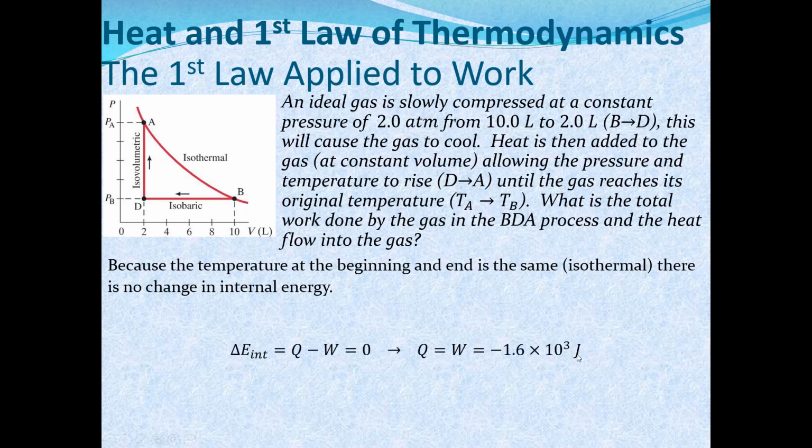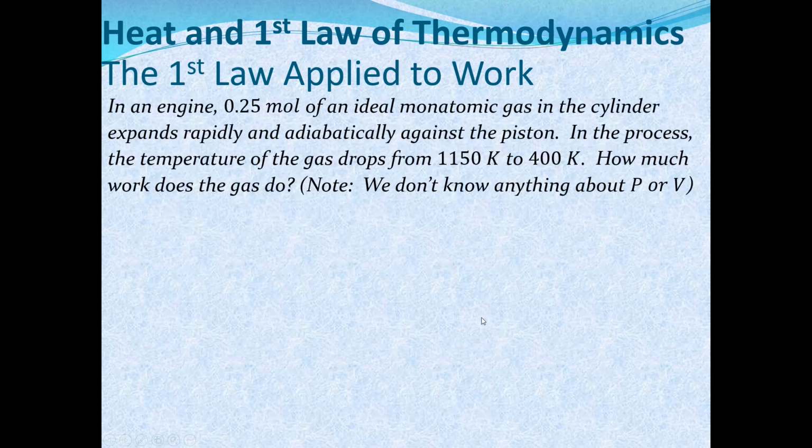So plugging these numbers in, we end up getting this. So we get that the heat flowing into the gas is negative 1.6 kilojoules, or the heat ends up flowing out of the gas again because of that negative. All right, here's the next question. You can pause the video, work on this, and we'll go over it in a second.